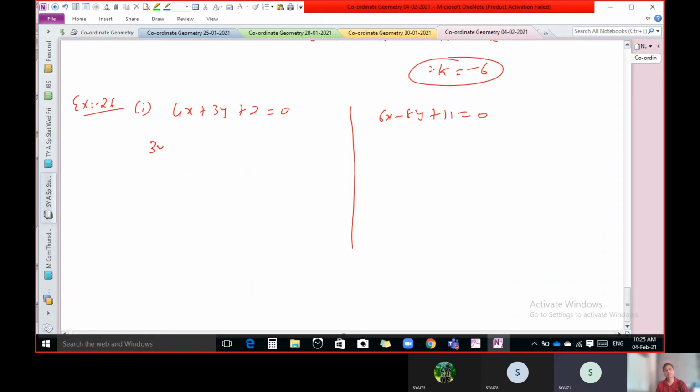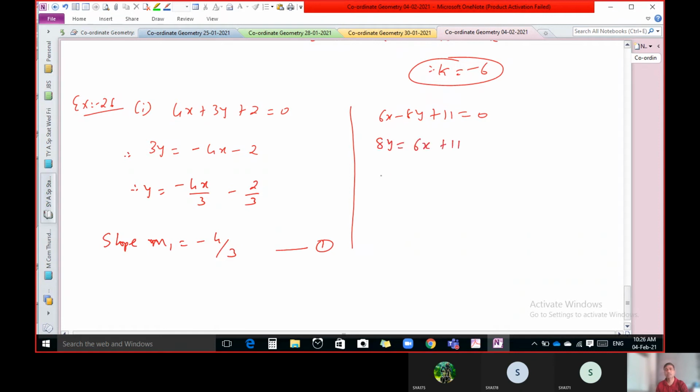Take y to the other side. Correct. So 3y equal to minus 4x minus 2. So y equal to minus 4 upon 3, so slope m1 is minus 4 upon 3. Now here, take 8y to the other side. So what is the slope m2? 6 upon 8. That means 3 by 4.